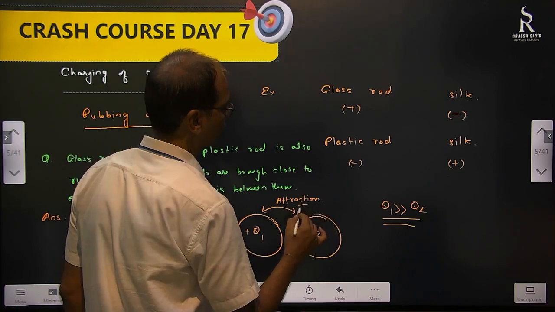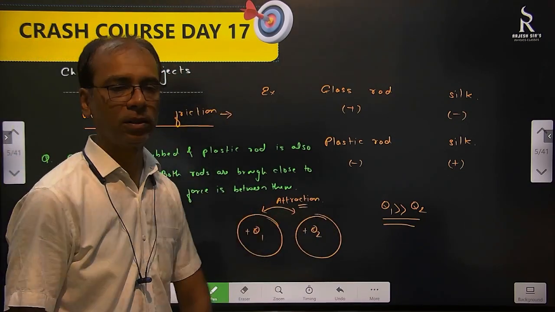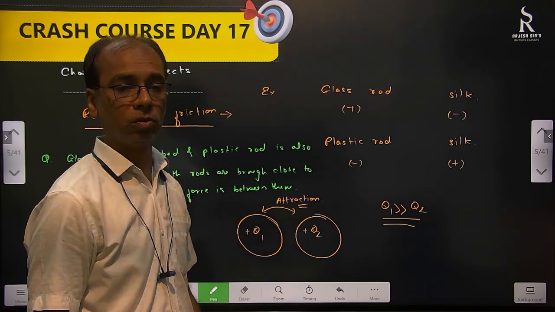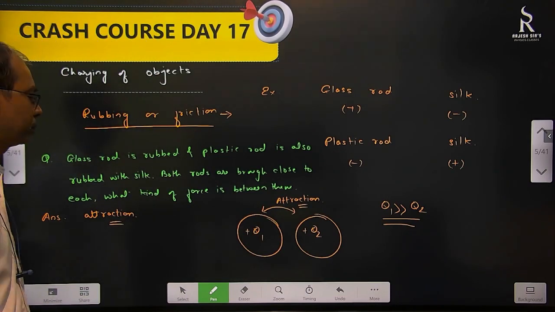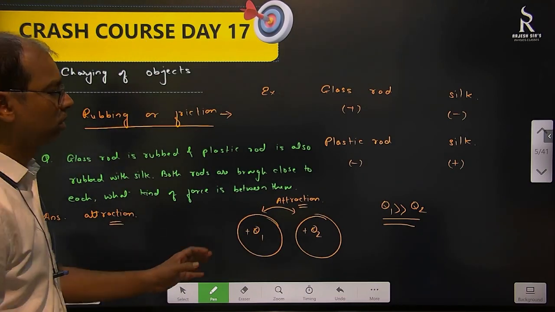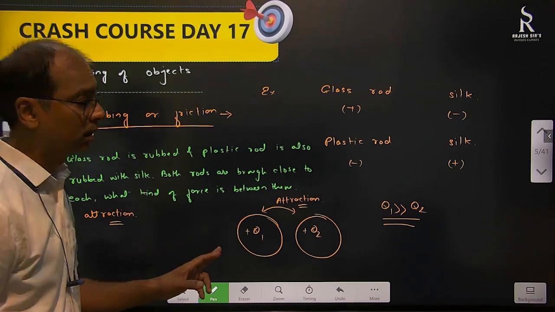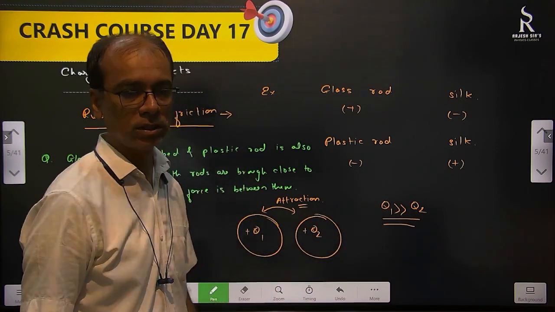So you need to be careful when assertion-reason questions come. They can ask you this. Maybe the word "maybe" or "must be" will be there somewhere, so be careful with that. A positive charge can also attract another positive charge, provided there is a huge difference between the charges on the two.